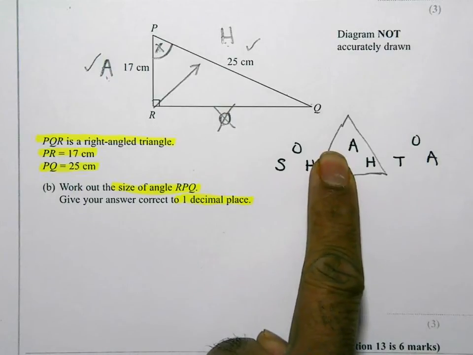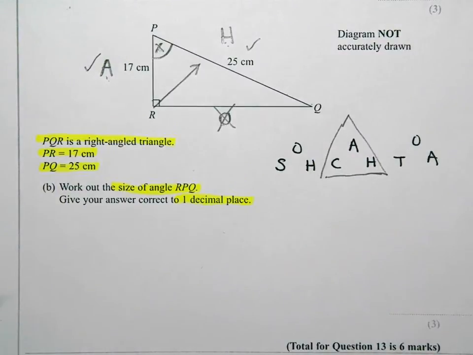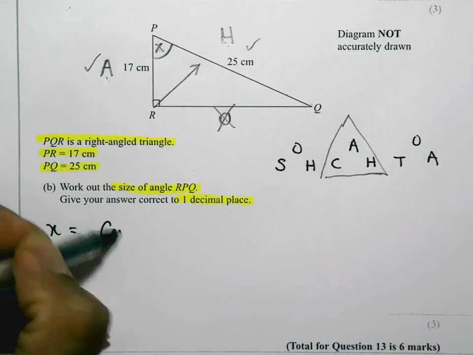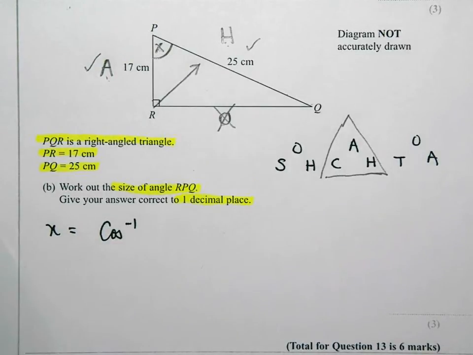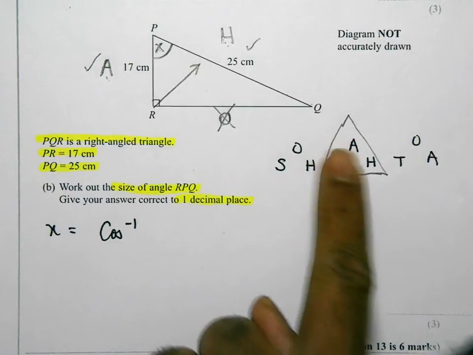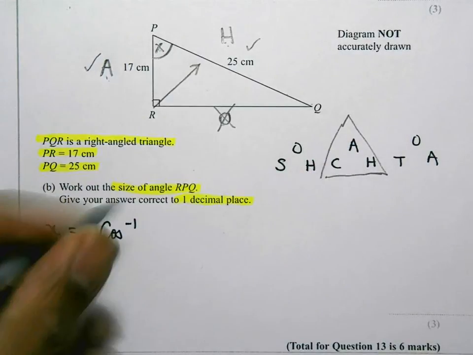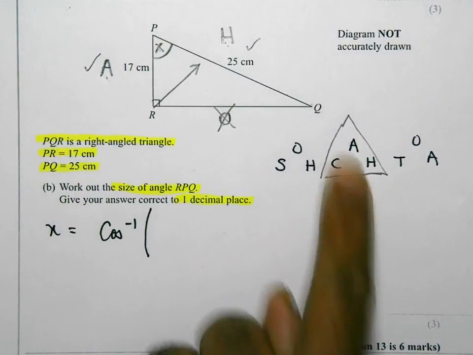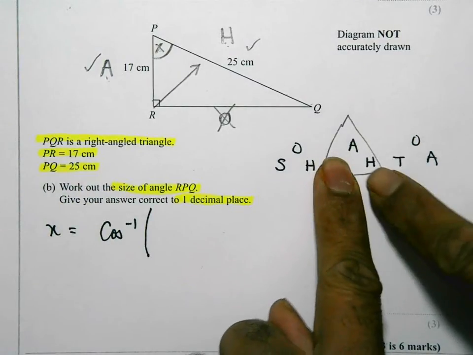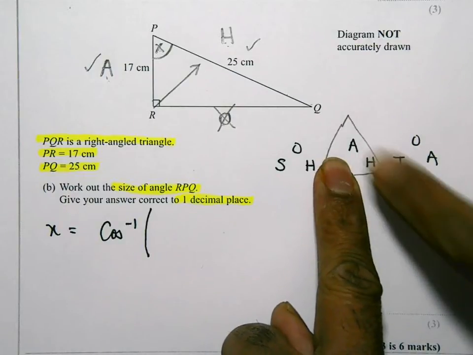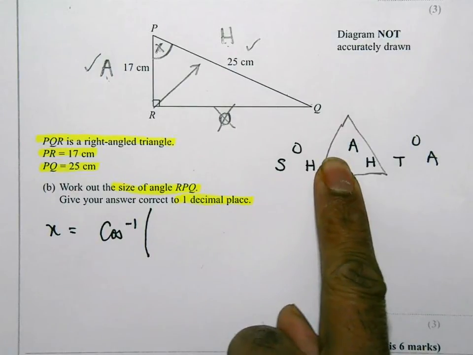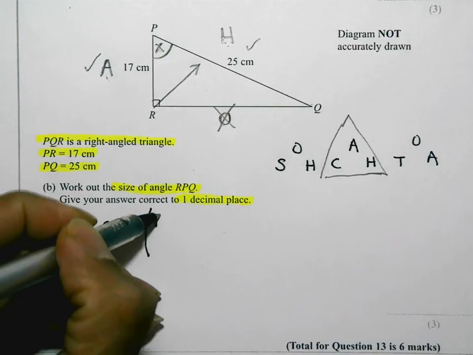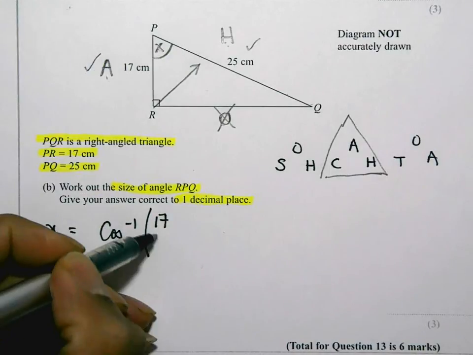And what that means is, to work out x, I want to do the inverse cos. So whenever you're working out an angle, it's going to be inverse sine, inverse cos, or inverse tan. Because it's cos, I'm going to do the inverse cos of the adjacent side divided by the hypotenuse. Because A is above H, it's adjacent divided by hypotenuse. So that's 17, which is the adjacent side, divided by 25.